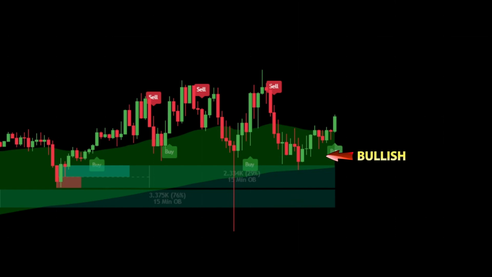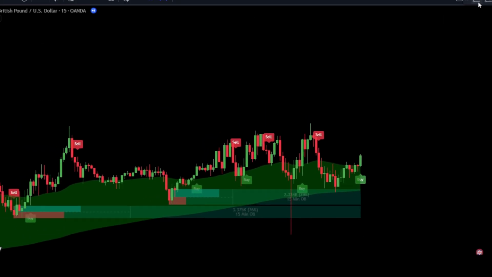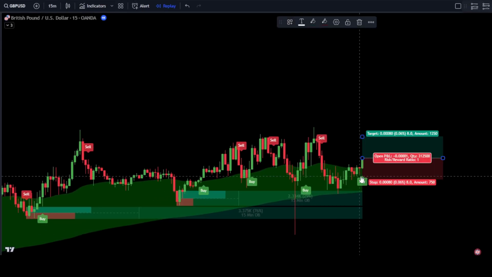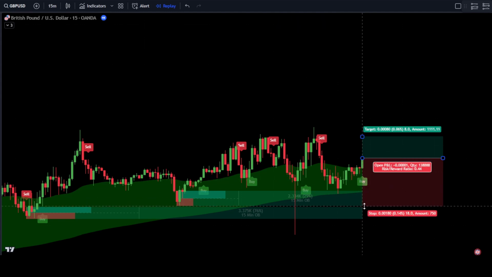Then, make sure that the Ripster EMA Clouds indicator shows a bullish trend. As confirmation, ensure that the bullish volume bars are more dominant than the bearish volume bars and the formed candlestick is bullish. If all conditions are met, you can place a buy order after the bullish candlestick closes.